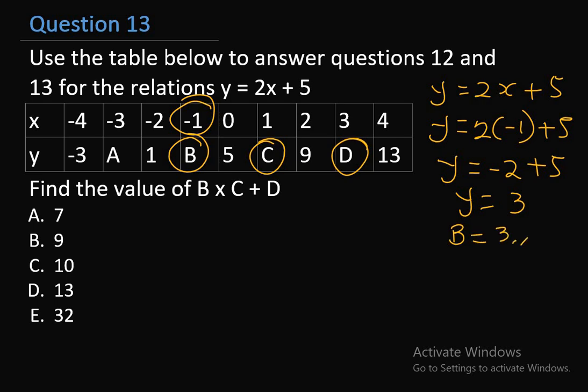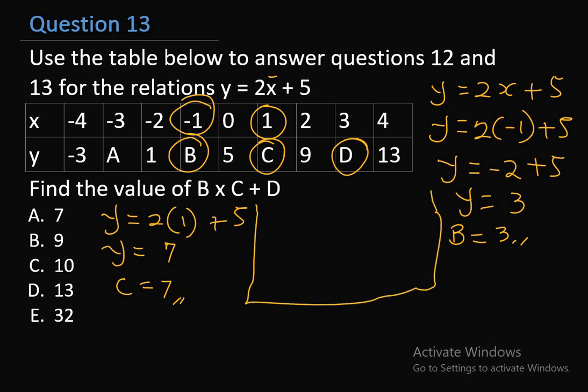Let's solve for c. For c, y equals 2 bracket. What's the value of x? x is 1 for c. 1 plus 5. So y will give me 2 times 1, which is 2, plus 5, which is 7. c is 7. What's next?